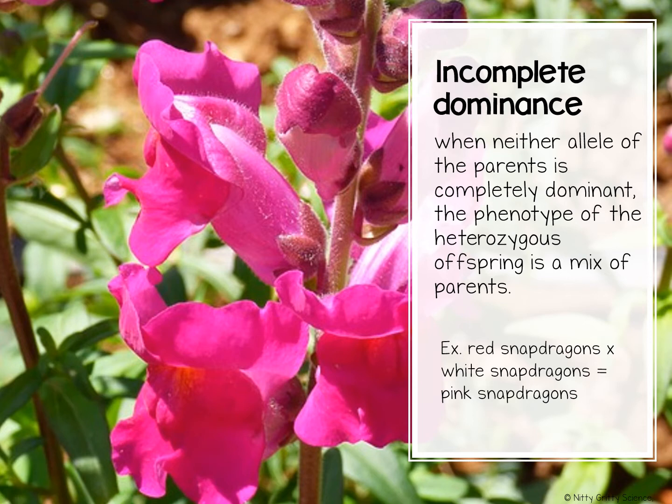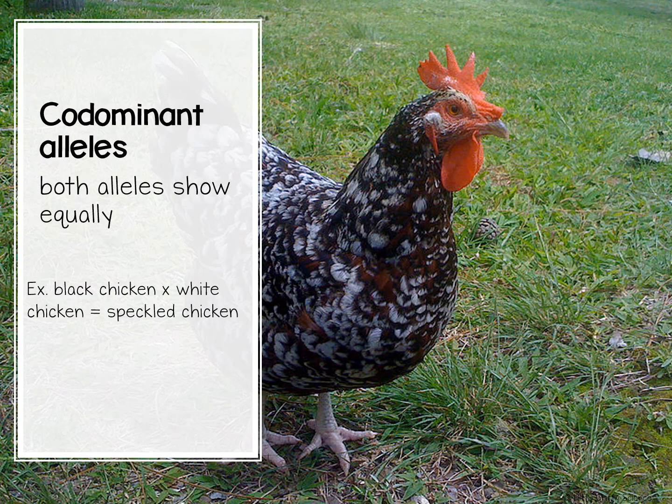Look at this image of a snapdragon. This is a pink snapdragon showing what is called incomplete dominance. What this means is that neither parent is completely dominant, and therefore the phenotype of this heterozygous offspring in the picture is a mix of the parents. The pink snapdragon is a result of a red snapdragon crossed with a white snapdragon. Incomplete dominance has alleles that are not fully dominant.